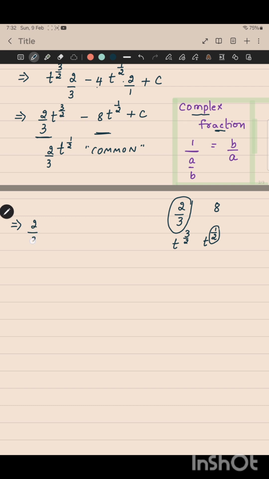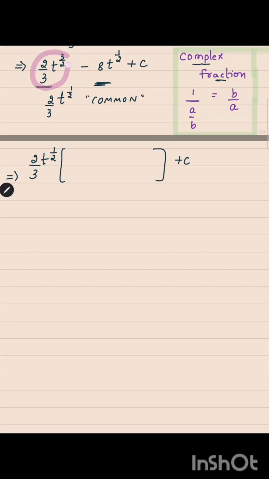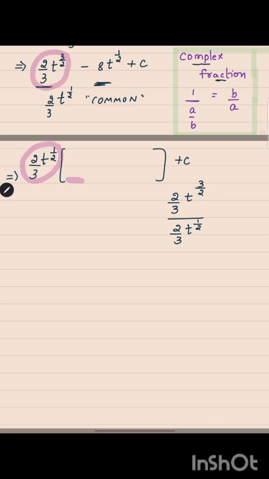So 2 by 3 t to the power 1 by 2. We will divide this by this, and the quotient that we get is what we are going to write here. So 2 by 3 t to the power 3 by 2 divided by 2 by 3 t to the power 1 by 2. So 2 by 3 and 2 by 3 will get cancelled. So we will get t to the power 3 by 2 divided by t to the power 1 by 2.